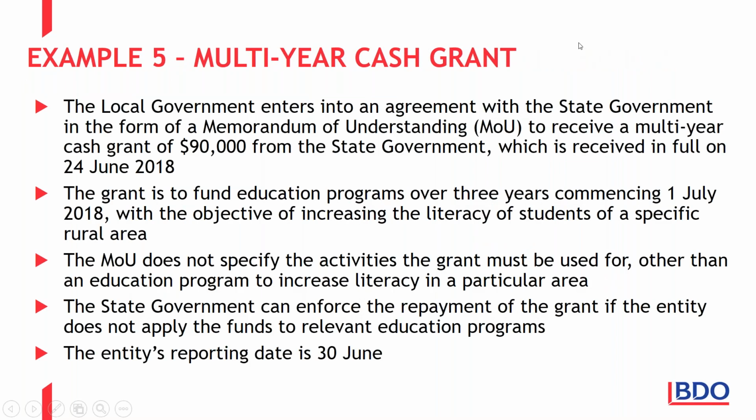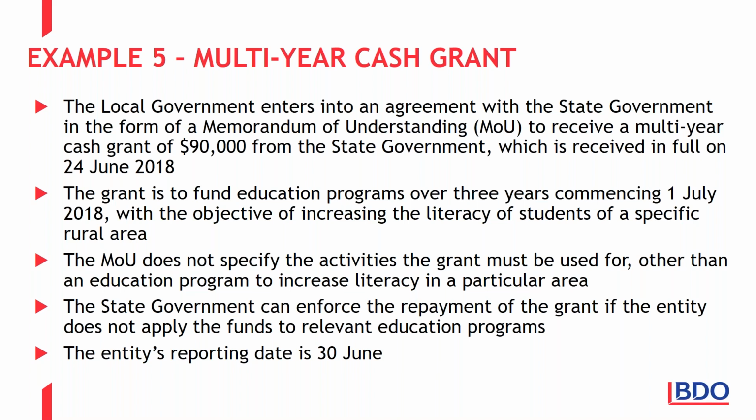So I'll give you an example. Example 5, a multi-year cash grant. Local government enters into the same agreement. They give us 90,000. We receive it on the 24th of June. Second bullet point, the grant is to fund education programs over 3 years, commencing the 1st of July 2018. The objective is to increase literacy of students in a specific area.